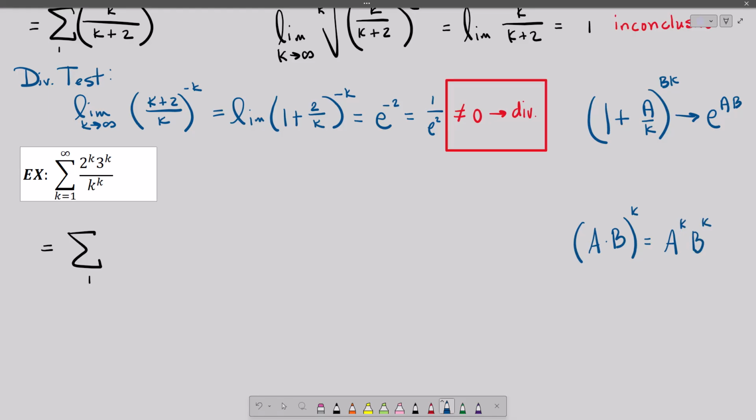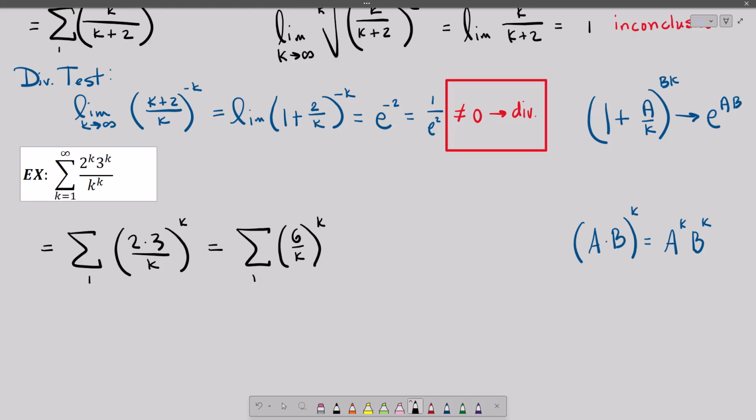So that tells us that we could rewrite this as 2 times 3 over k, all raised to the k, right? You agree? Sure. Okay. So if we want, we could combine the numerator factors here. We could write this as 6 over k to the k.